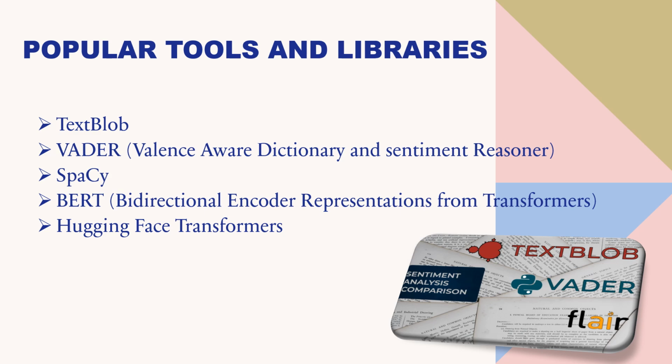And then we have BERT, which stands for Bidirectional Encoder Representations from Transformers. It is one of the most powerful models available for NLP tasks. It has also been revolutionary in helping machines understand the context around words. And then we have the Hugging Face Transformers, which offers pre-trained models that can be fine-tuned for various NLP tasks, including sentiment analysis. These tools make it easier for developers and data scientists to get actionable insights from text data.